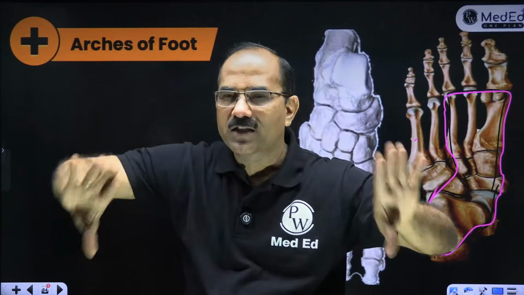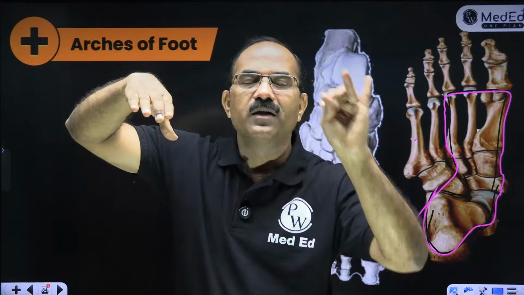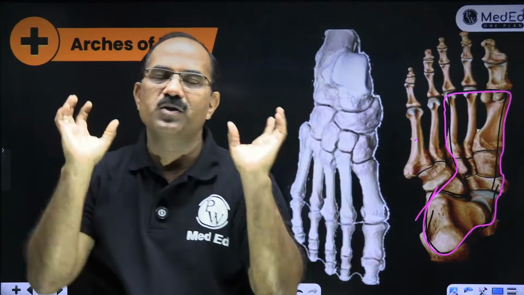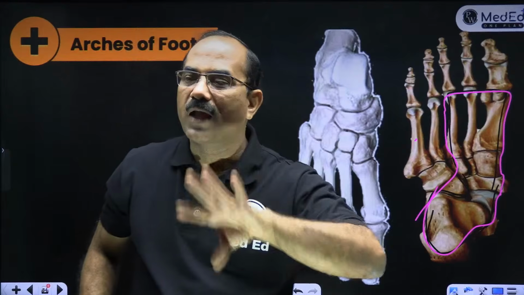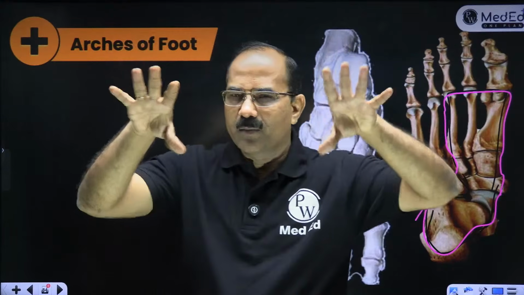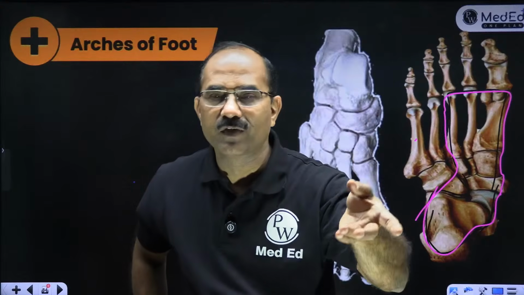So whenever you explain any arch, first the bones taking part in the formation of the arch. Second is the ends. Third is the summit. And fourth is the main joint of the arch. So what is the main joint of the medial longitudinal arch? Talocalcaneonavicular. And for lateral, calcaneocuboid. Okay? So you have to write these points. And then you have to write about the factors maintaining the stability of the arches.